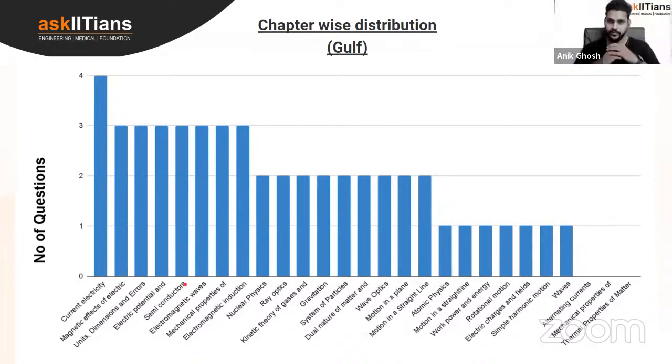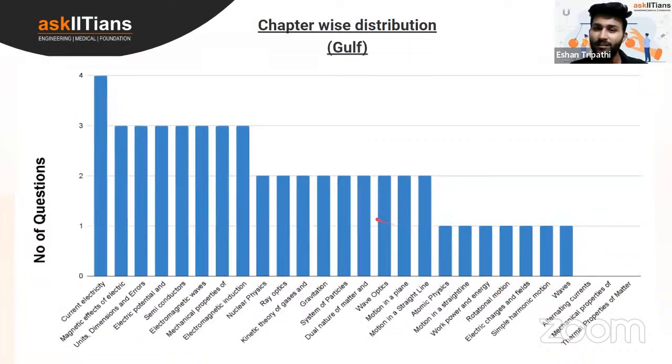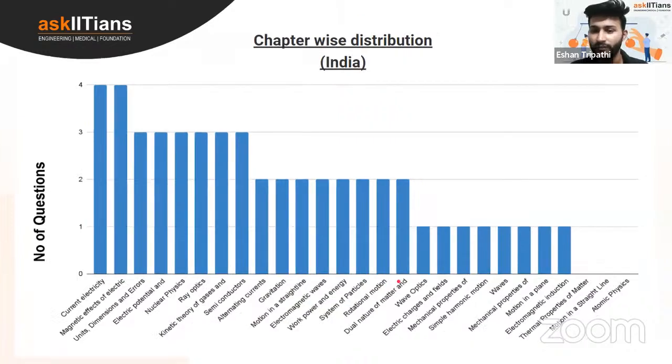So I don't know why people are complaining about the difficulty level of the two papers being different, or maybe the chapter-wise distribution. It is the same. One difference I can find over here: electromagnetic induction had just one question in the Indian paper. In this Gulf paper, there were three questions of electromagnetic induction.